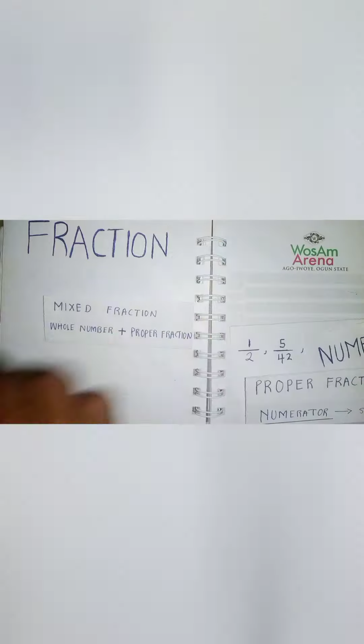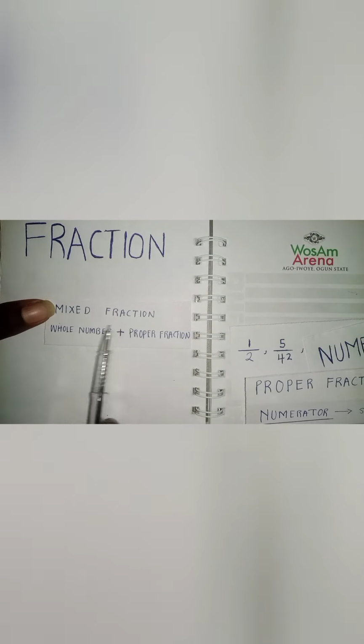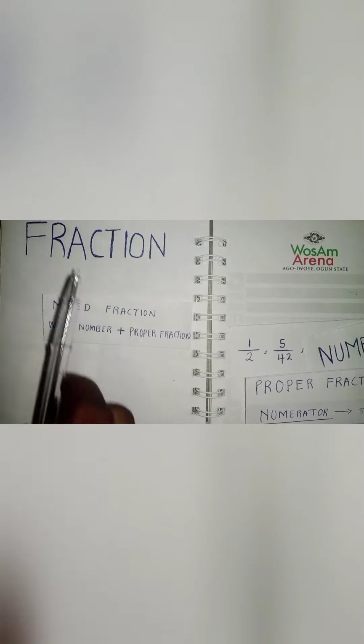Now let's go to the third type of fraction. It is called a mixed fraction. But what is a mixed fraction? A mixed fraction contains a whole number and a proper fraction. That is what a mixed fraction simply is. A whole number and a proper fraction.